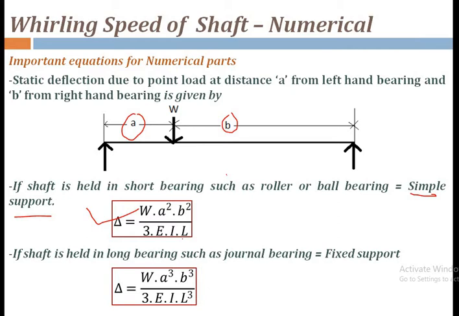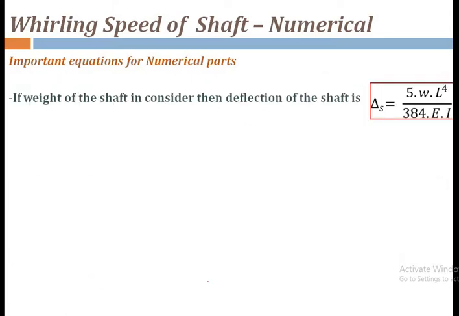If shaft is held in a long bearing such as general bearing, then it is equivalent to fixed support, and value of static deflection can be given by this equation: delta equal to W into A cube into B cube divided by 3EIL cube. If weight of the shaft is considered, then deflection of the shaft delta S equal to 5W L raised to 4 divided by 384 EI.